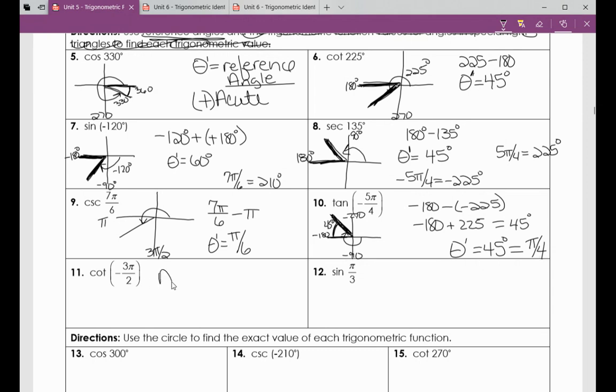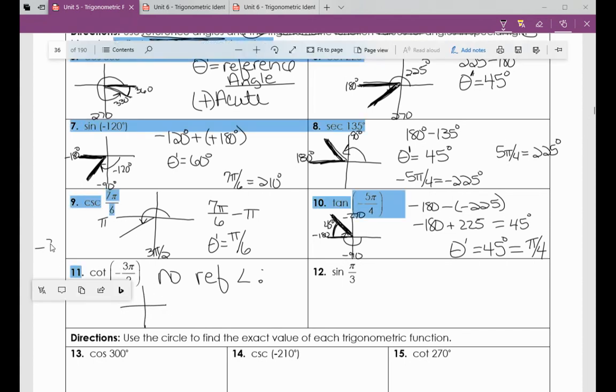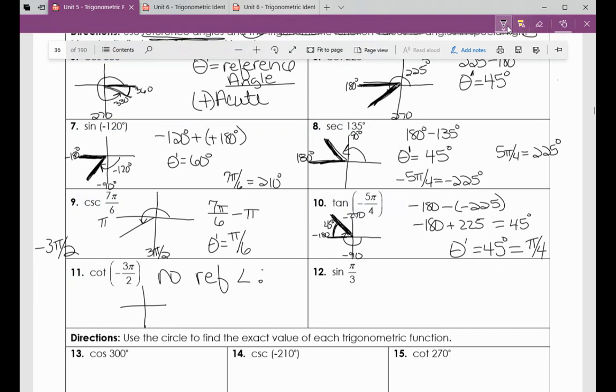Now, there is no reference angle here because this is negative 270. Negative 3 pi over 2 is equivalent to negative 270 degrees. So I'm all the way to here. The reason I have no reference angle is because this lands on one of those axes. It's called a quadrantal angle, so there is no reference angle for that.